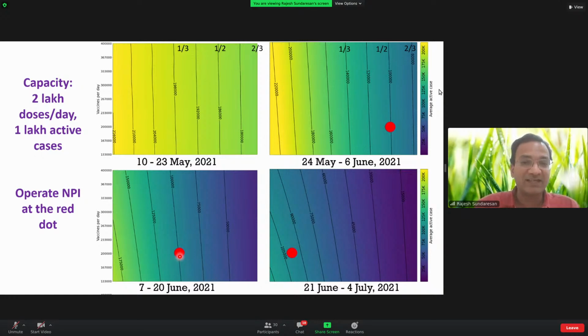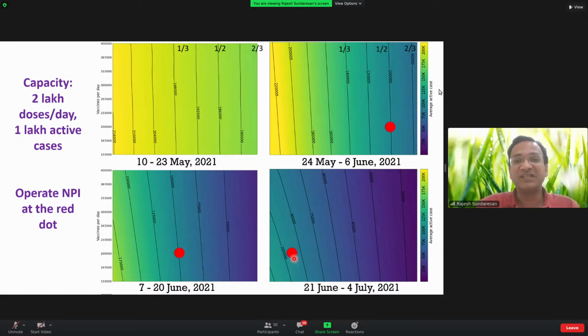But that can be relaxed during the June timeframe for the same 2 lakh vaccinations per day and 1 lakh active cases capacity. We could do with a 1/3 NPI, and this can be relaxed a little further now. We can have maybe a 1/6 NPI.